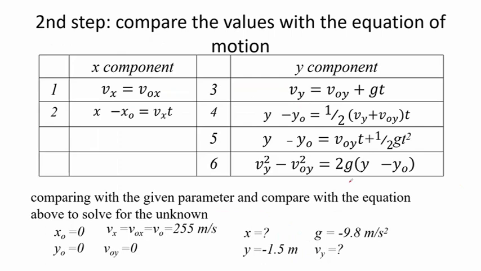The second step, we compare the given values obtained from the figure with the equations of motion for projectile motion. Here we see that equation number 5 contains the necessary physical quantities to solve for the unknown parameter t, or the time of flight of the projectile before it hits the ground.